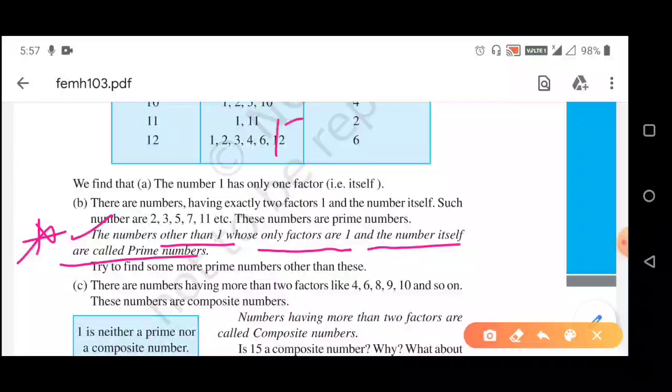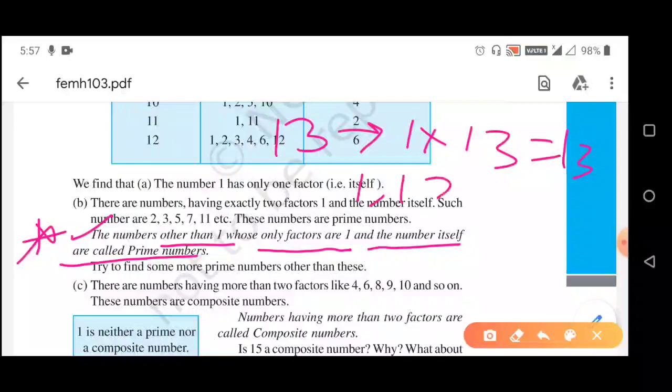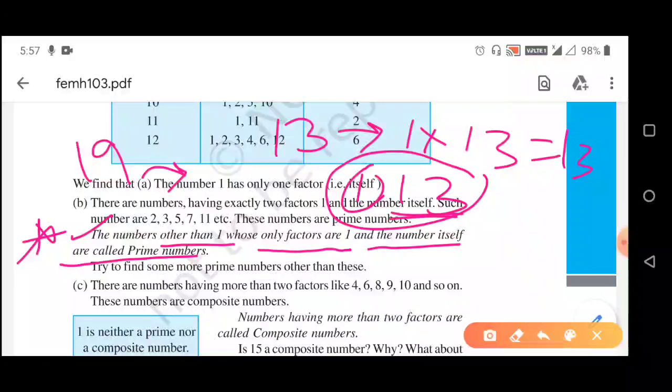Suppose I am taking 13. Now tell me the factors of 13. Factors of 13 will be 1 and 13 only. So here the factors are 1 and the number itself. In this way, if you take 19, then the factors of 19 are 1 and 19.